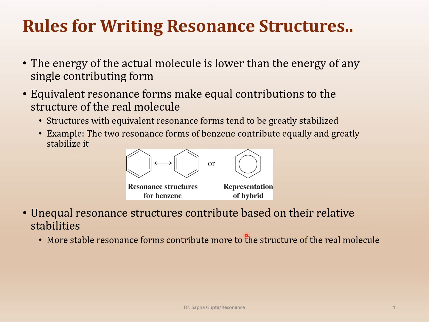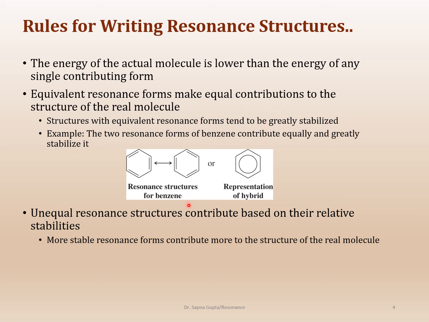Okay, going on. The energy of the actual molecule then is going to be lower than the energy of all single contributing forms, which means that by the time you get to the hybrid, it should be very low in energy, or it should be nice and stable in energy. So it's not really a rule, it's one of the outcomes, okay, of drawing resonance structures. If you have two equal resonance structures, then they will make equal contribution. Okay, so we will talk a little bit about what makes an unequal one, but otherwise, most times, if they're equal resonance structures, they will contribute equally.